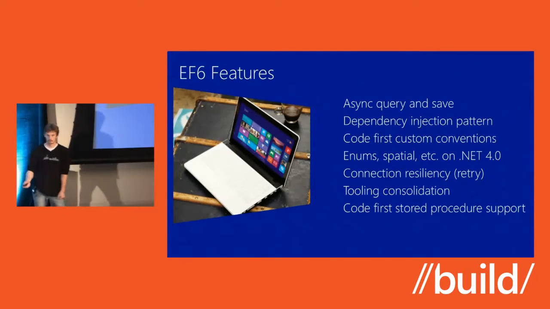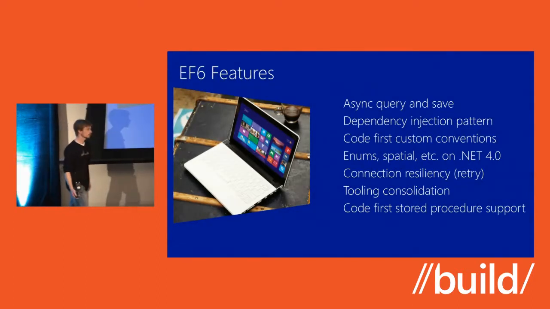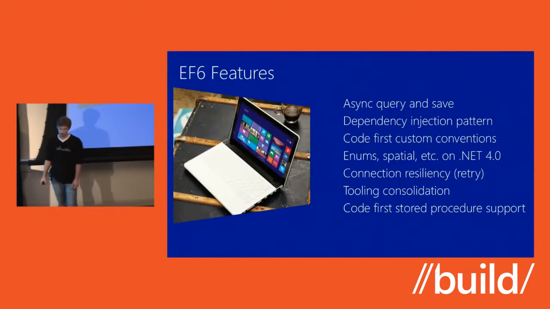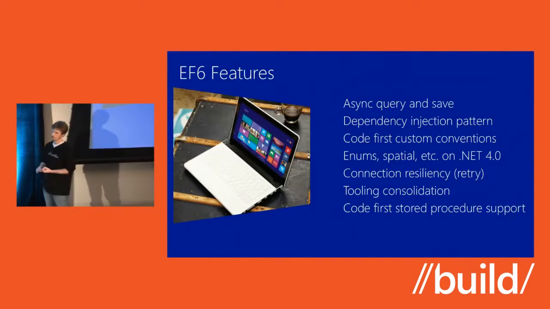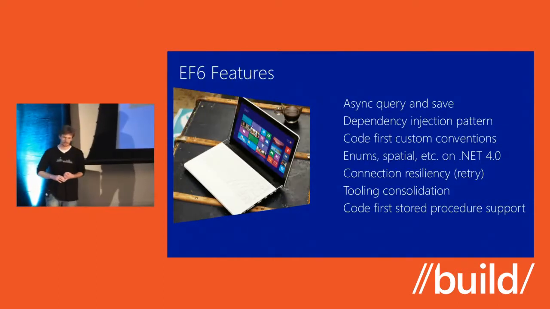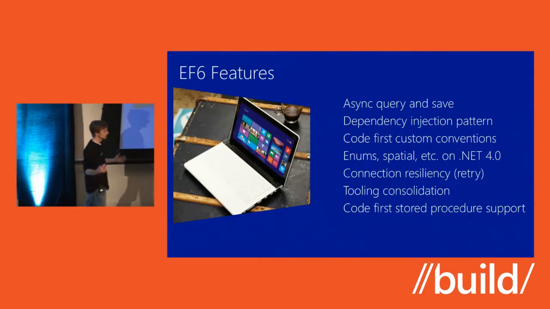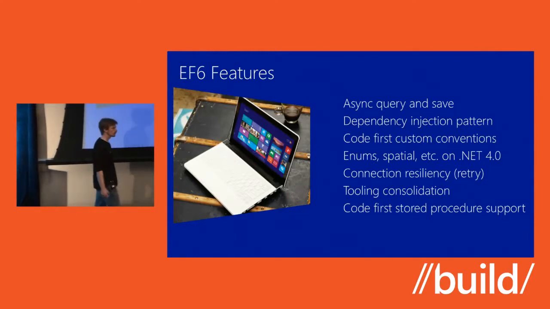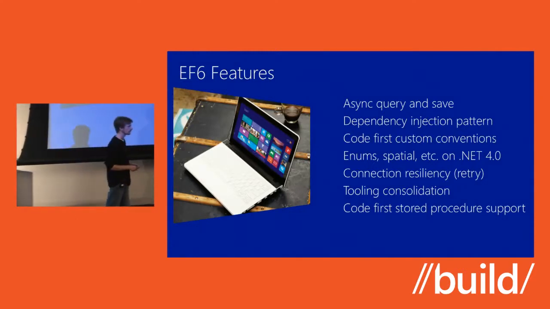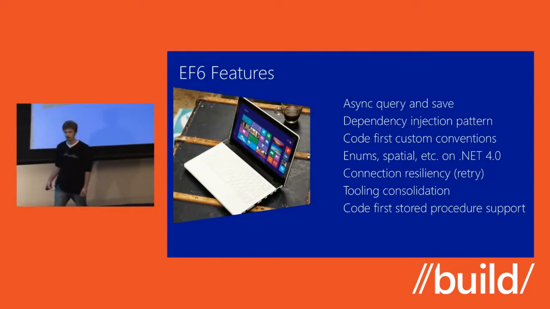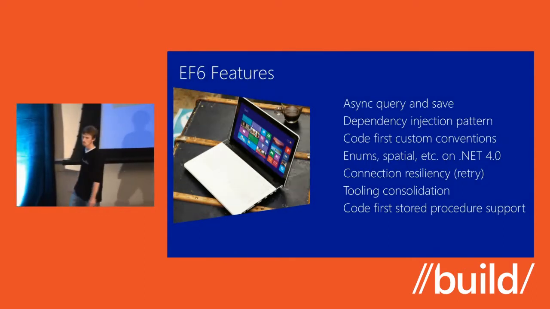We're supporting a dependency injection pattern, very similar to the pattern that is supported in ASP.NET today. This is my favorite feature. Had a couple of guys iterating on this for quite a while now. Code first custom conventions, which allows you, if you don't follow the conventions that we expect in code first, maybe you call your primary keys something different, or you want strings to default to a different length in the database, then you can write your own custom conventions.